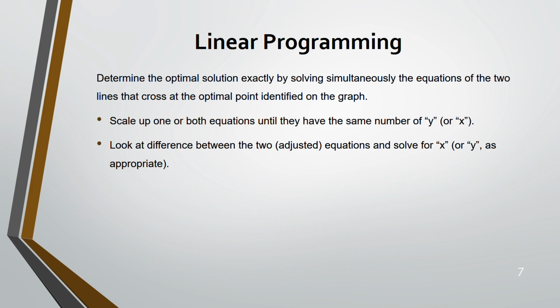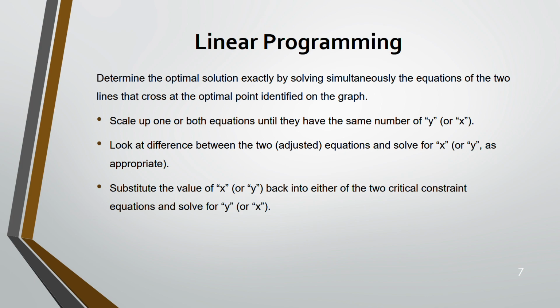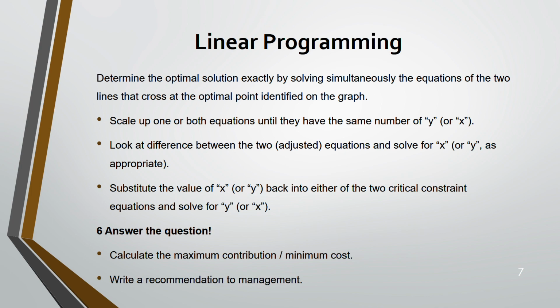Okay, then once you adjust the two equations, now substitute the value of x. So you substitute the value of x and find y, or substitute the value of y and find x. Okay, solve for x or y. If you solve one, you will get the other one. The other one is the balance. Then answer the question. So it is like solving math simultaneous equations, right? Then either minimum cost or maximum contribution, calculate. Write a recommendation to management.